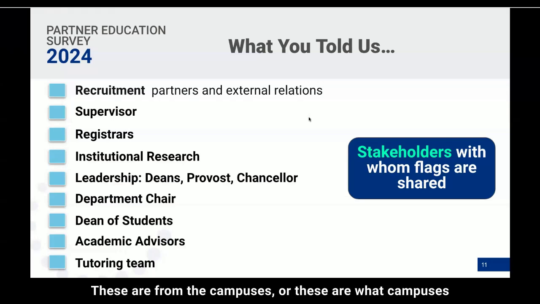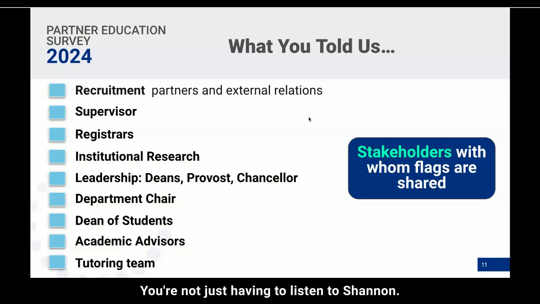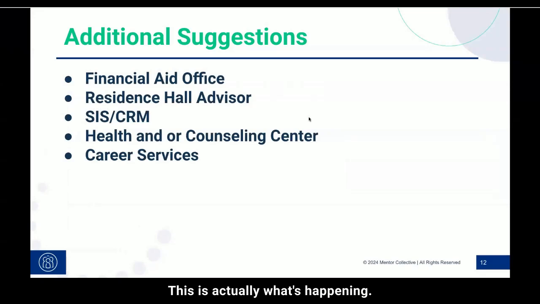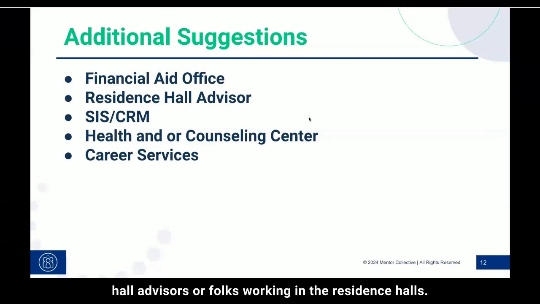These are what campuses have actually told us they're doing with flag data. So I'm not making this up. You're not just having to listen to Shannon. This is actually what's happening. I will suggest a few more though, and Catherine already planted the idea of the financial aid office, either having access to the dashboard or getting regular information about financial flags. I would also say that things like roommate conflicts or other personal development or social types of flags would be useful, in some cases, for resident hall advisors or folks working in the residence halls.